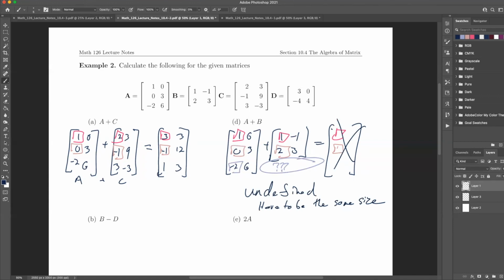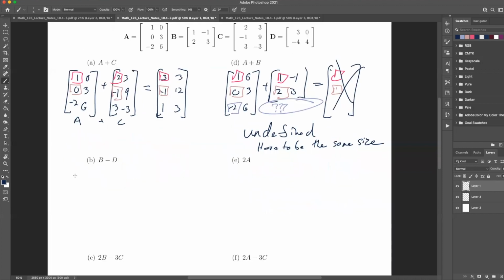All right, so let's do B minus D. So B is 1, -1, 2, 3. That's my B. We're going to subtract that from D, so D is 3, 0, minus 4, 4. These are the same size, so I can proceed with my operation. We're just going to go unit by unit.